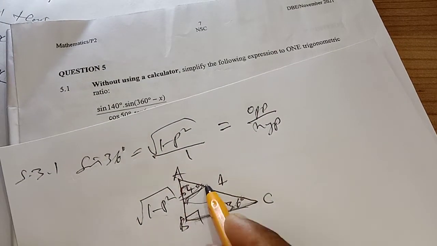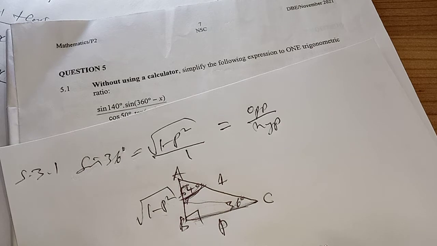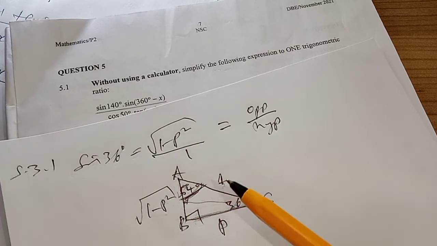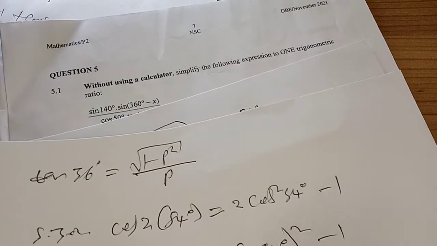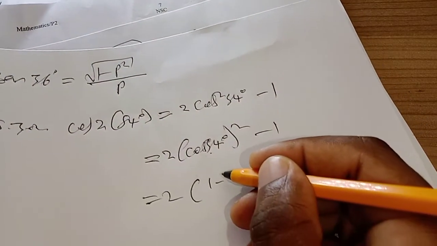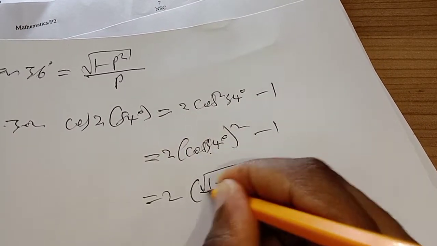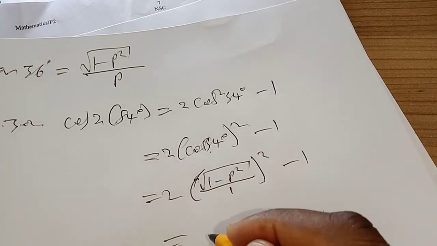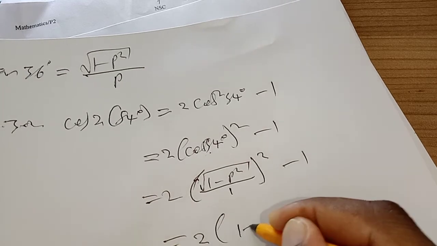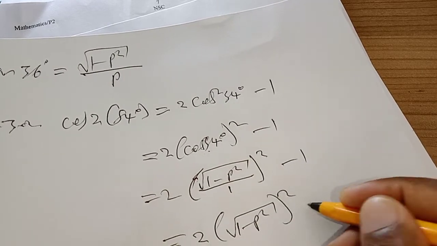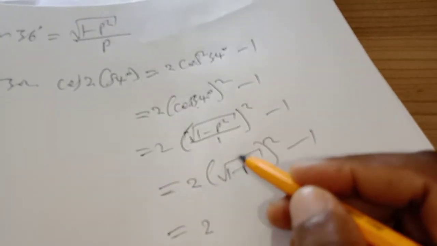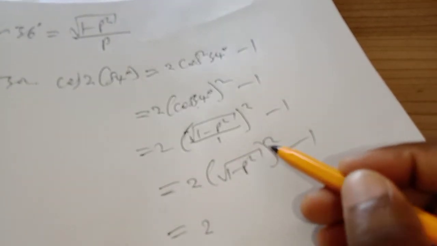Here is 54, okay? Remember, cos by definition is adjacent over hypotenuse. The adjacent of 54 degrees is this one, okay? The hypotenuse is 1. Then it means here we are going to have the square root of 1 minus p squared, over 1. Then we're having it squared there, subtracting 1, okay? Then here, algebraically, I would have that, okay? Anything divided by 1 is that thing. Then, like I said, the square root is 1 over 2, 1 over 2 multiplied by 2 there.